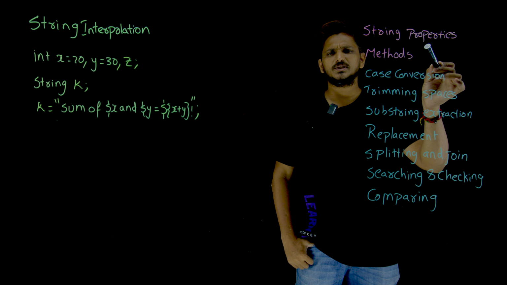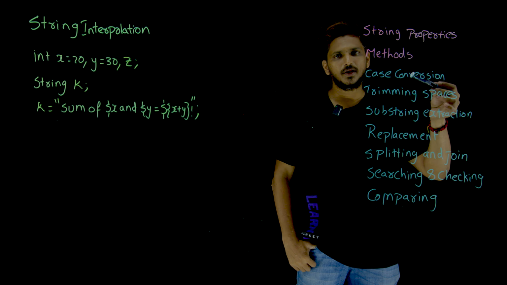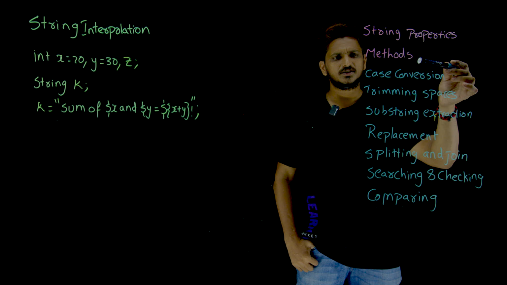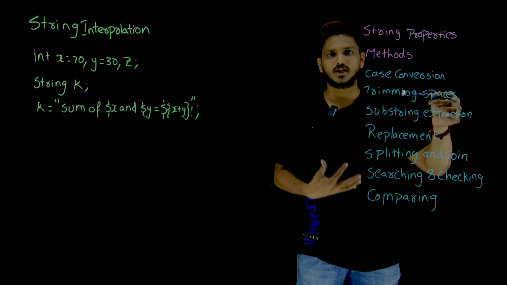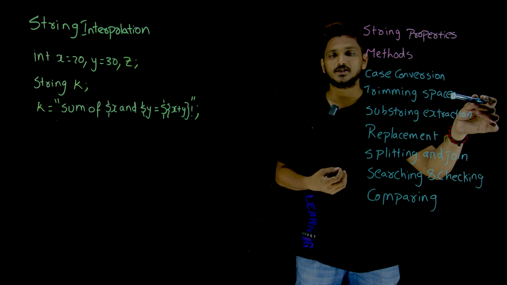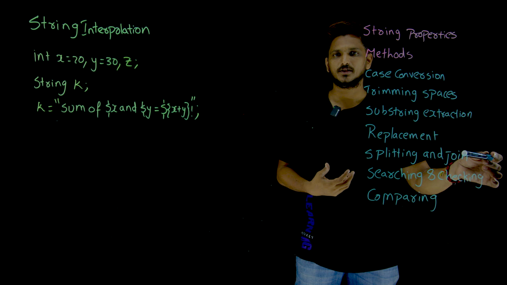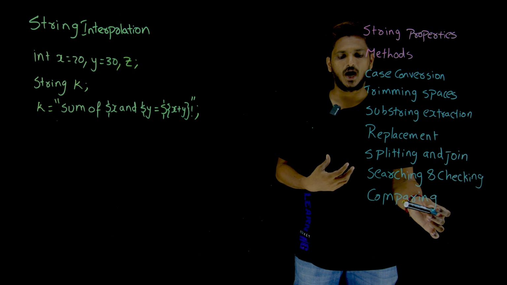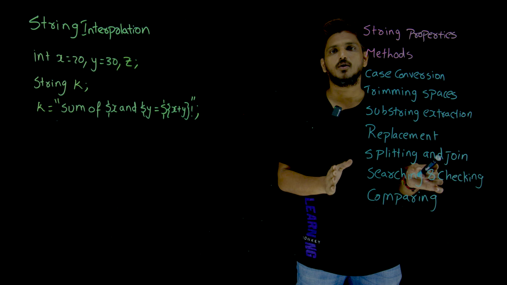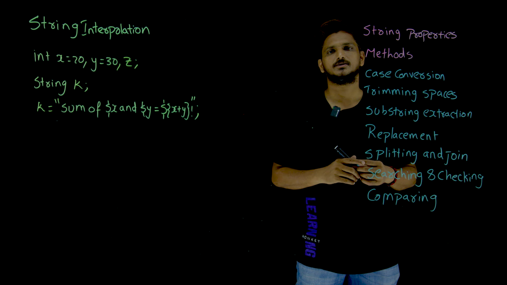See, string properties: length is a property, identifying the length of the string, that is one property. Like that, there are many properties, five or six of them. And coming to the methods, these are the different types of methods available on strings: case conversion methods, trimming spaces methods, substring extraction methods, replacement methods, splitting and join methods, searching and checking methods, and comparison methods. So you need to understand all of those. Frequently we are going to use all these methods.